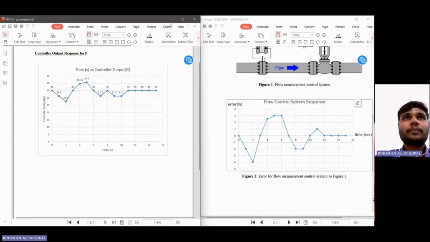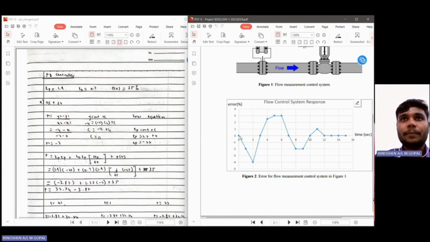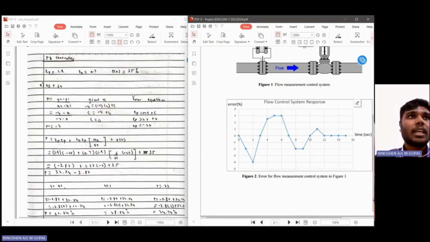The next is for PD. For PD we also need to follow the graph as I said just now. We need to take the x2, x1 values and y1, y2 values from the graph. The given values are Kp equal to 1.9, Kd equals 0.7, and PO equals 35%. First we do the m reading, m equals -2 and y equals mt plus c. We substitute c equals 0, and for the error equation EP equals -2t.